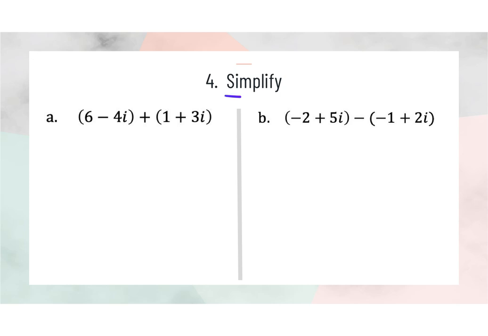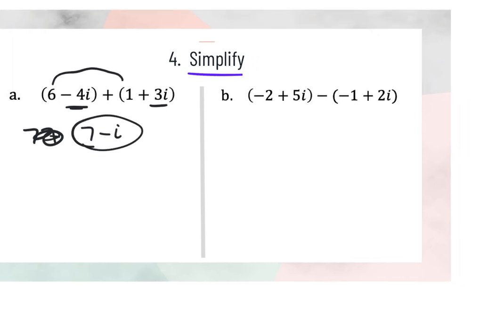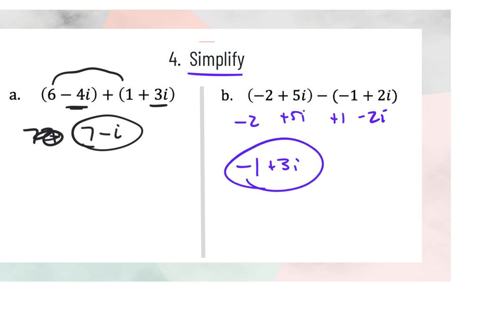Adding. In this case, i basically acts like a variable, okay? 6 is going to go with 1. So I'm going to have 7 minus 4i plus 3i means I'm going to have 7 minus i is my answer. Over here, negative 2 minus a negative 1 becomes plus 1 minus 2i. So I'm going to have negative 1 plus 5i minus 2i is plus 3i. There's my answer.